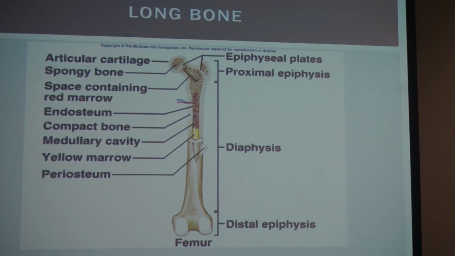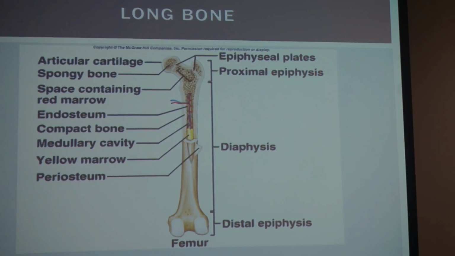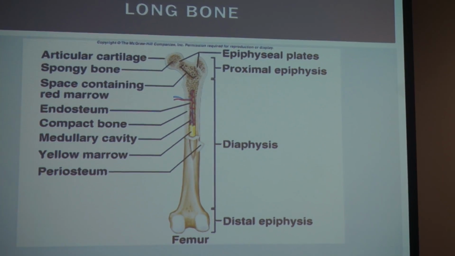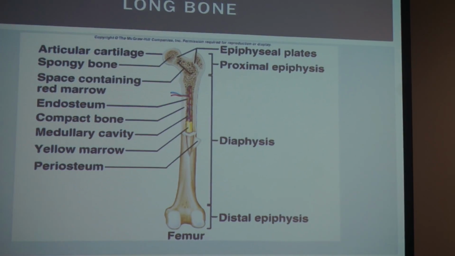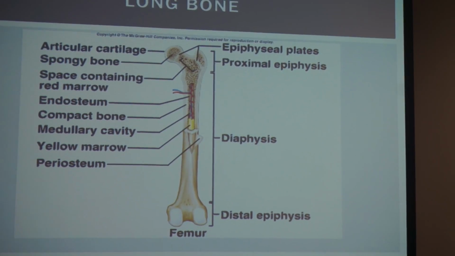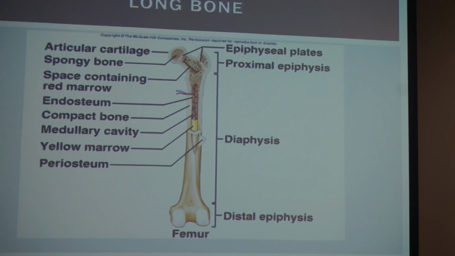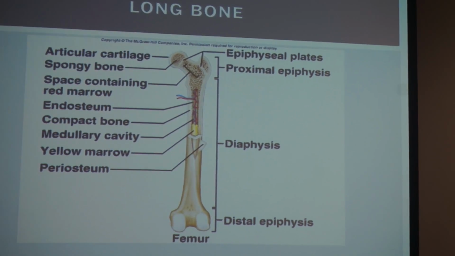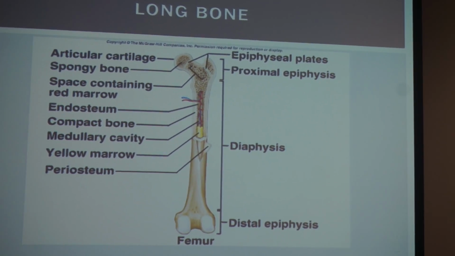Now, once you hit about 25, long bone growth should pretty much be done. But you can still maintain the thickness of bone as an adult. You're not going to get any taller, but you can maintain the density of bone. So that's why you need to stay active. It has to be weight bearing.